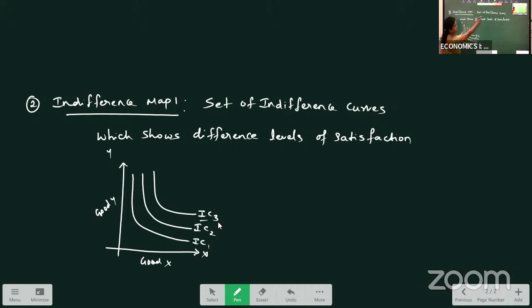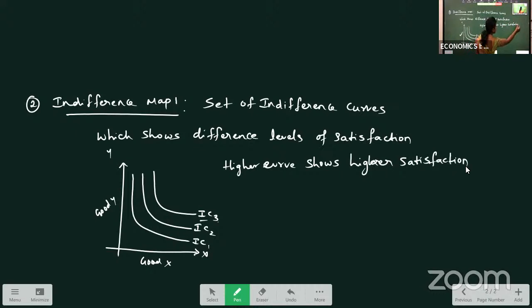Now, this is your 2 marks question. You have to write down the meaning as well as show the graph, right? And one more point you can add over here: higher curve shows higher satisfaction than the lower one.